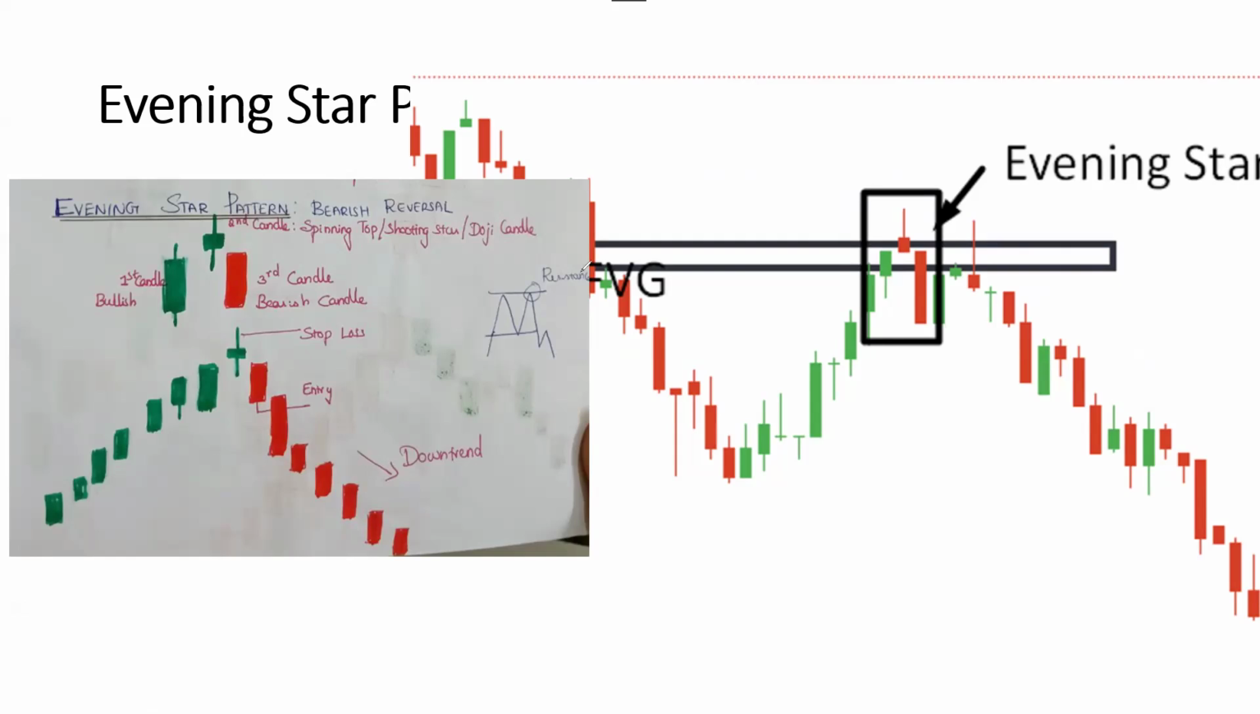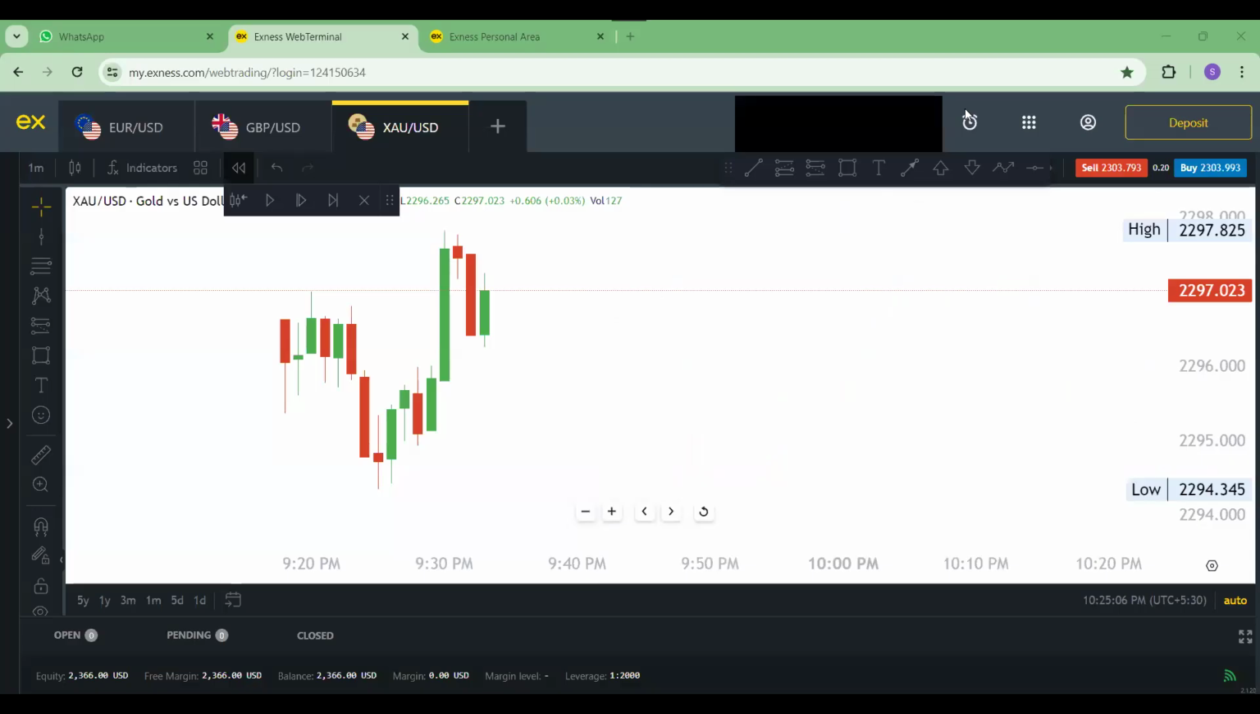Here I have also given a resistance, which is nothing but your fair value gap, a resistance area. When the market fills that gap, it will go down. Okay, let us see practically in our platform how we can use this kind of entries to make a sure entry. Let us see here.